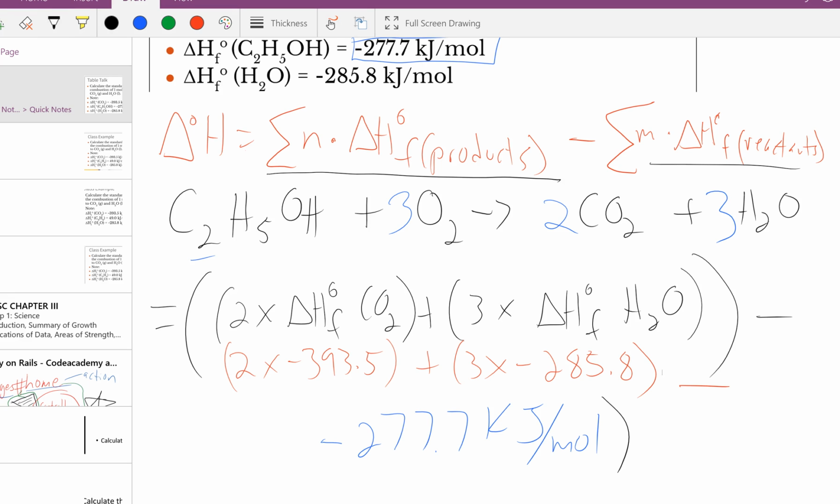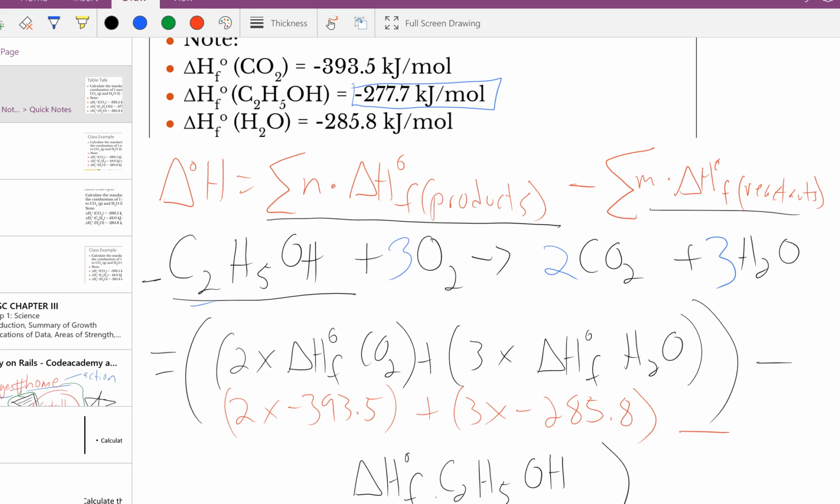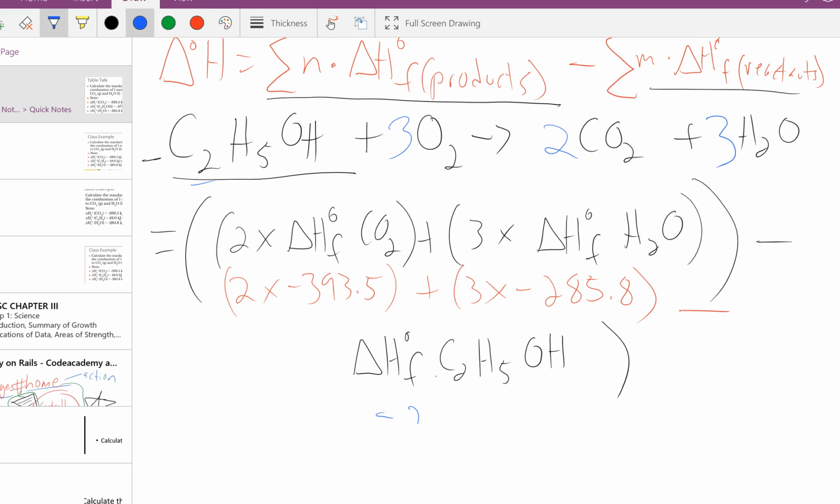So, just to clarify this a little bit, I'm going to get rid of that really quickly to show how I got that value. This is the standard enthalpy of formation of the reactants, which in this case I only have to deal with one, which is C2H5OH, the enthalpy of ethanol, but I have no coefficient, so it's going to be 1, which if you look up here, the value is negative 277.7 kilojoules per mole of reaction.